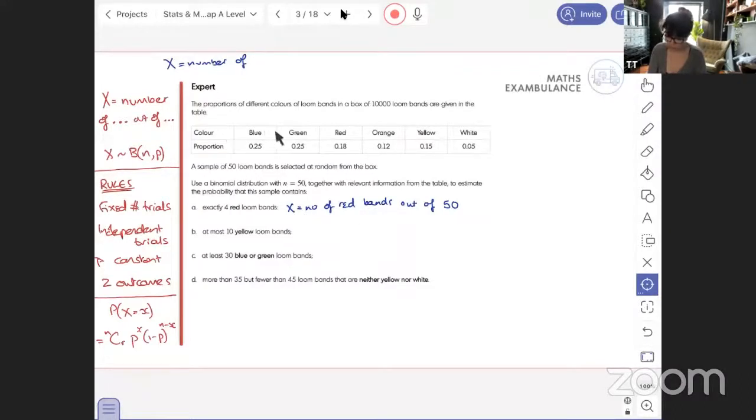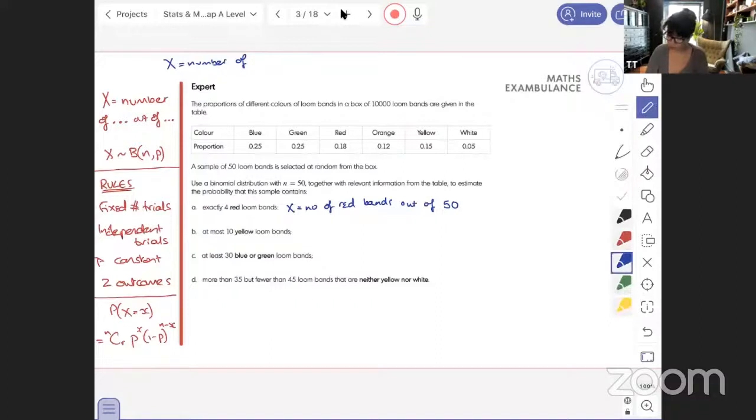Well, 0.18. The proportion of red bands is 18% of them. So the chance of getting a red band is that. We've written down what X is equal to. We know how it's distributed. So you know what n is, you know what p is. You can put them into your calculator.